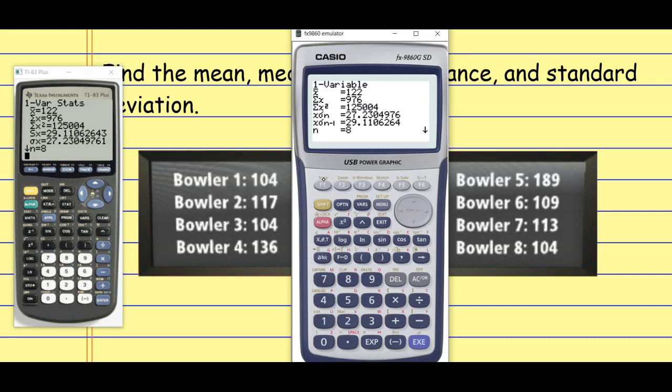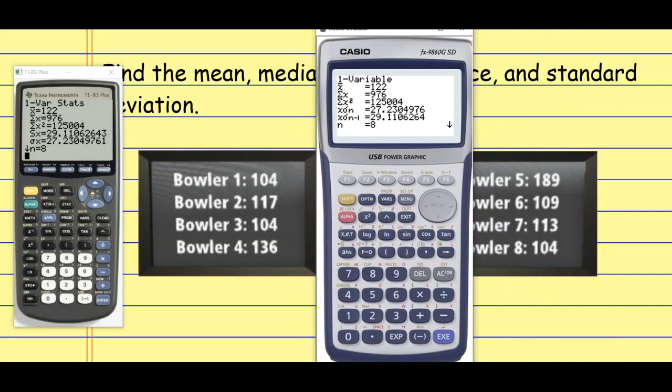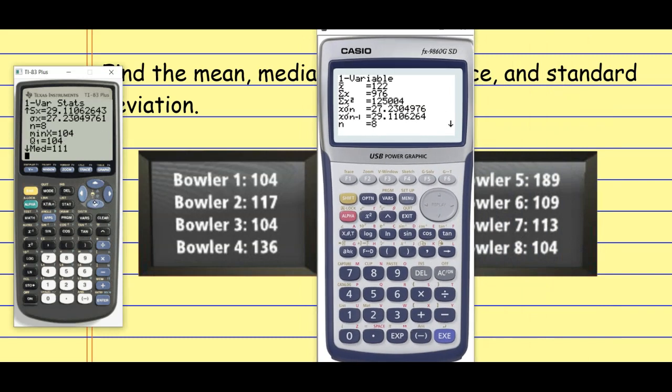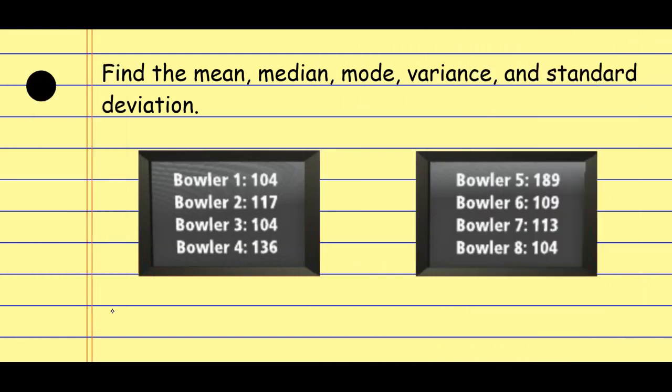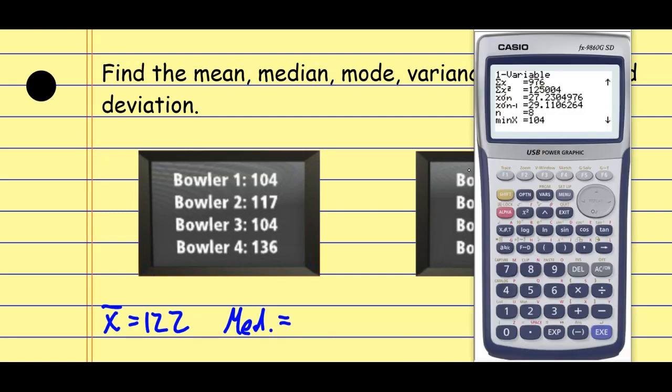But notice, it gives us all the information we need here. And we can scroll down to get some of the other stuff. Again, on the Casio and the TI, we have the median listed down there. So let me go ahead and write some of this stuff down. So let's see, we've got the mean at 122. The median was also listed down there. Let me go grab that. It is 111.